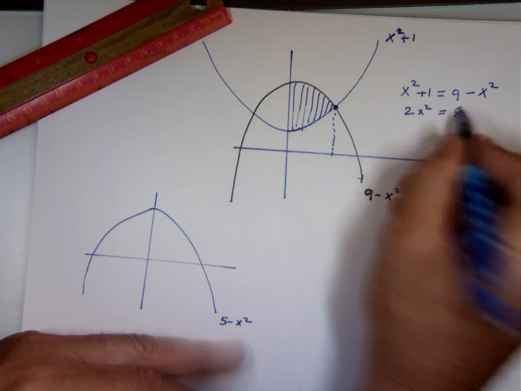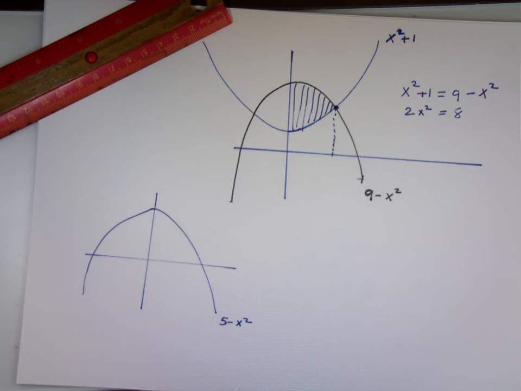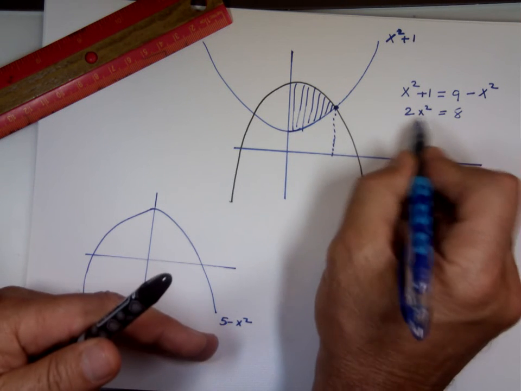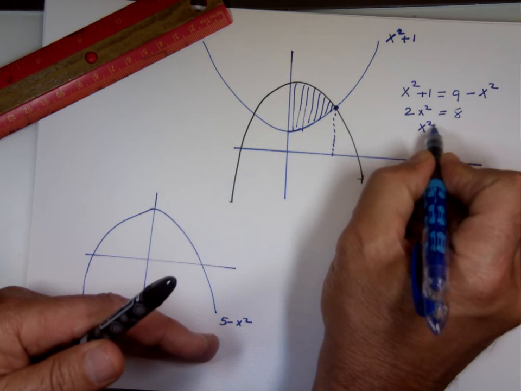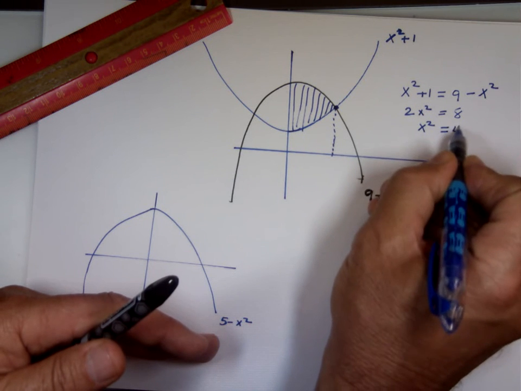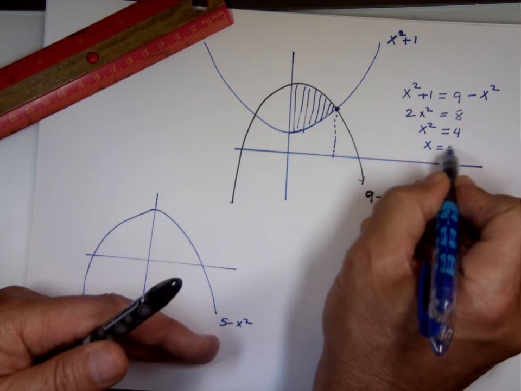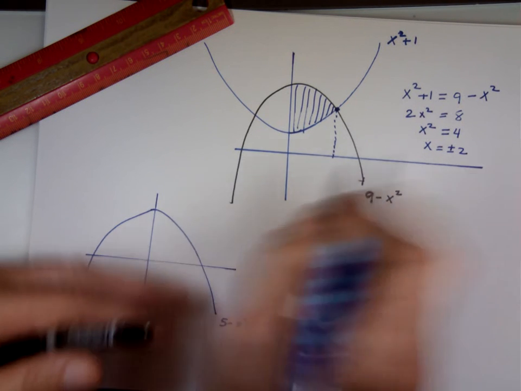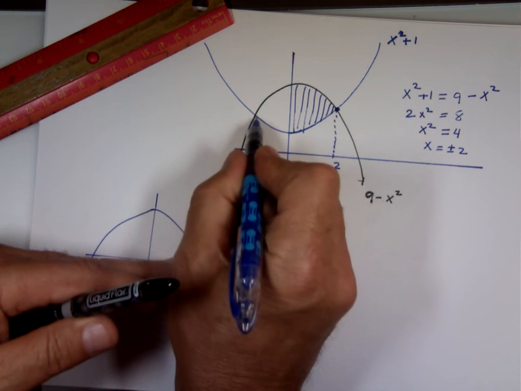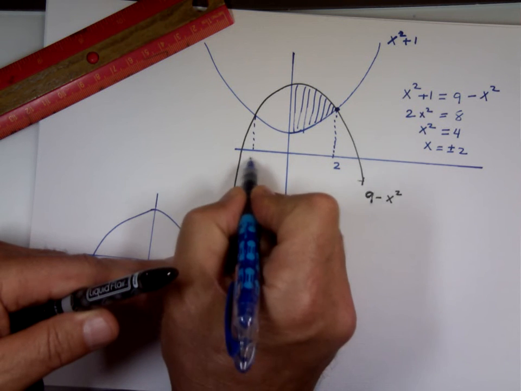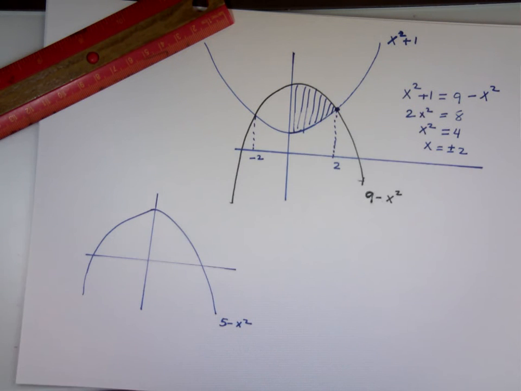So what do you do now? You take this and divide it by 2. You have x squared equals what? 4. X equals plus or minus 2. They cross each other at 2 and at negative 2. I don't care about the left side. I'm only interested in the right side because I'm looking for the area from 0 to 2.